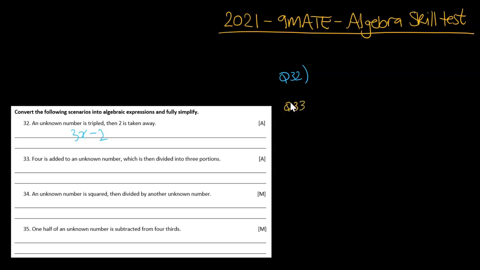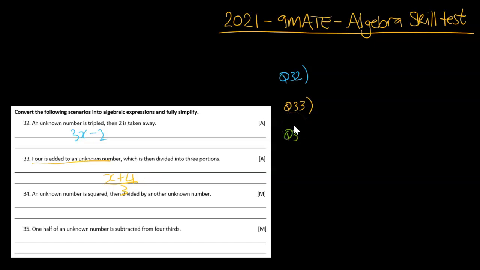Question 33. 4 is added to an unknown number. So that there would have been x plus 4, which is then divided into portions of 3, which is divided by 3. Remember, we've got those invisible brackets there, but as long as your fraction or your division sign covers both the x and the 4, you would be all good and you would get marks for that.